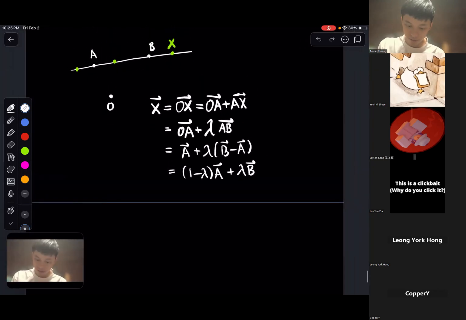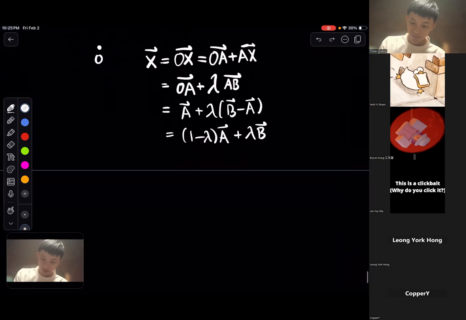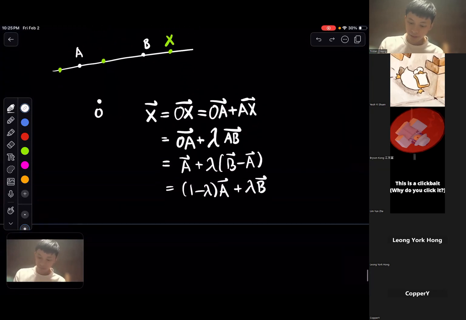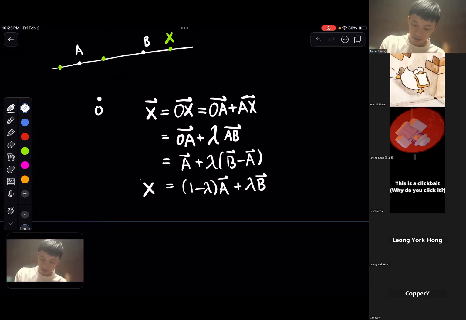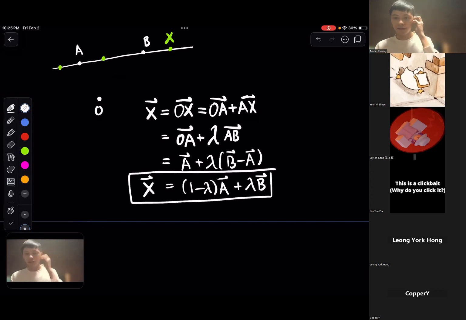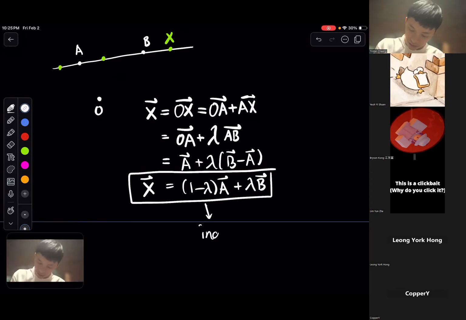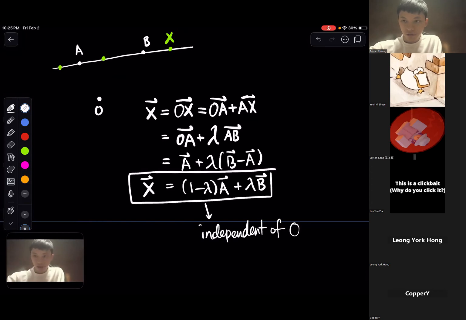Cool. So now, if you look at this relation, this is independent of O. So O could be anywhere on the plane, but this thing would still hold, right? Make sense? This thing would still hold.